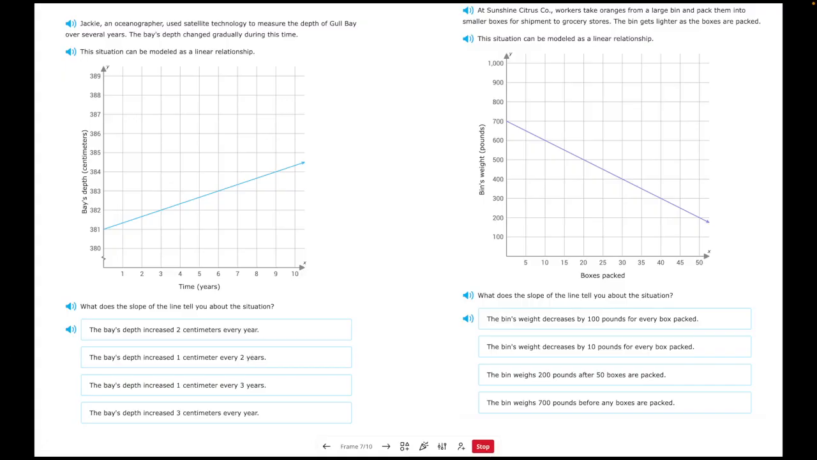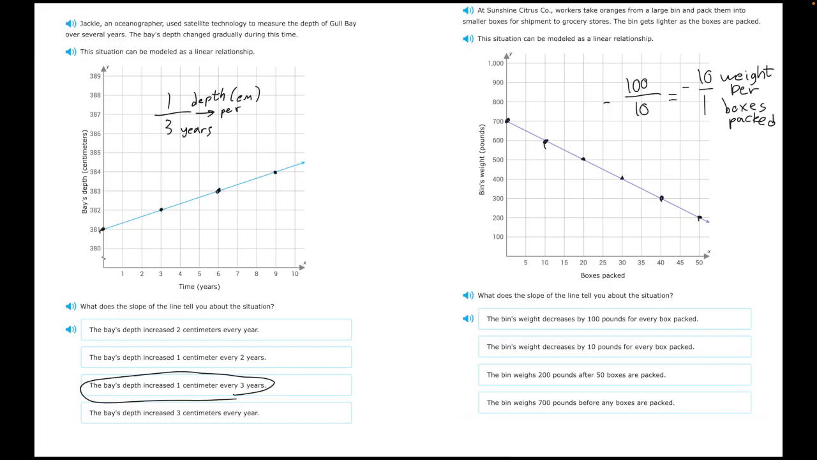Okay, now that you've had time to work these problems, let's check your solutions. All right, for the first problem, you should have gotten a rise over run of 1/3. And remember, this is a positive slope. So that means it's increasing by 1 centimeter every 3 years. So the bay's depth is increasing by 1 centimeter every 3 years.